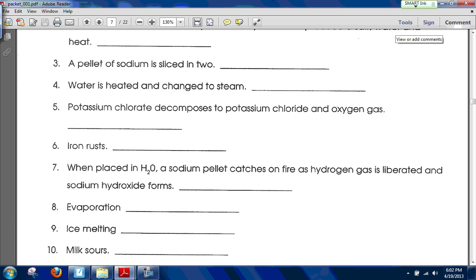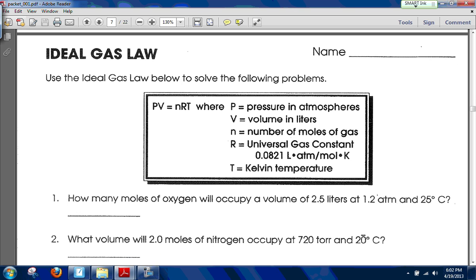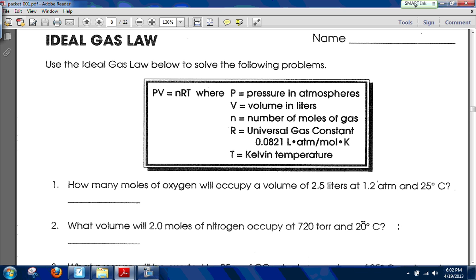All right. Go on to the 8th page. Ideal gas law problem. All right, so to use the ideal gas law below, solve the following problems. Remember, ideal gas law is an equation of state. It's not talking about a gas as it changes. It's just what it is at that point. If I know pressure, if I know volume, the number of moles of gas, I can calculate temperature. If I'm missing any one of the variables, I can calculate from the other things.